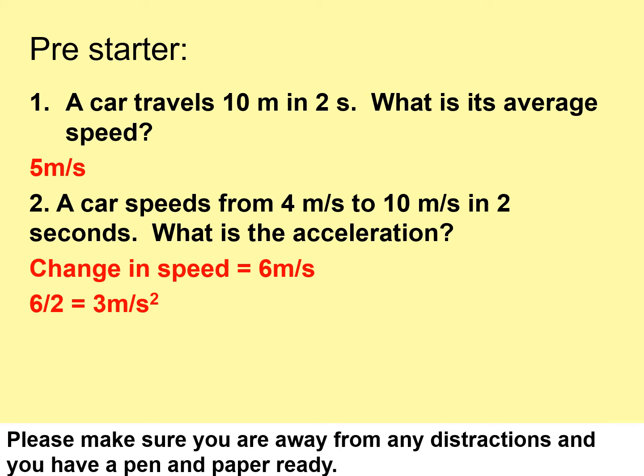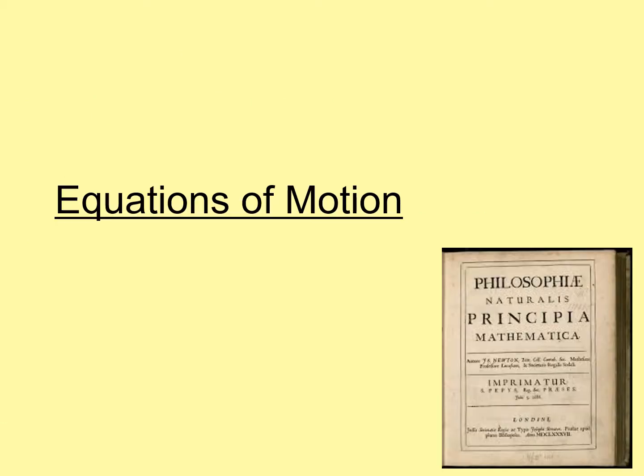So what I want you to do now is make sure that you're well away from any distractions. Make sure you've got a pen and paper ready if you're at home. If you're not at home and you're in school, make sure you have your book ready and you are ready to learn. Here is your title for today's lesson. It's called Equations of Motion. That needs a date at the top underlined with a ruler and then your title underlined as well. I'll give you 1 minute. Off you go.